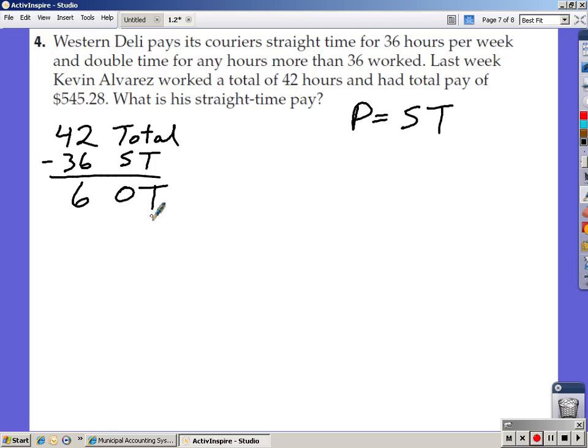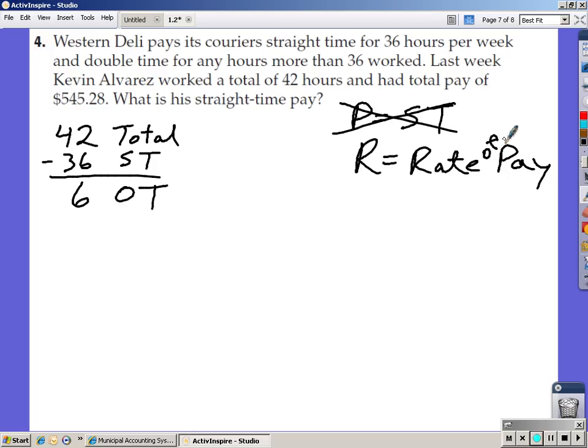Now, think about this. They want to know our straight time pay. And we had the P for straight time, but that's not really what we're looking for. We know how many hours straight time he worked. What do we not know? We do not know his rate of pay. So we don't need that. We need R to equal his rate of pay. Okay, that is the part we don't know. Rate of pay.